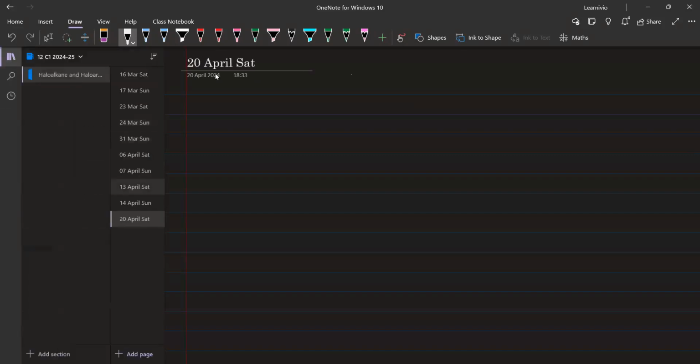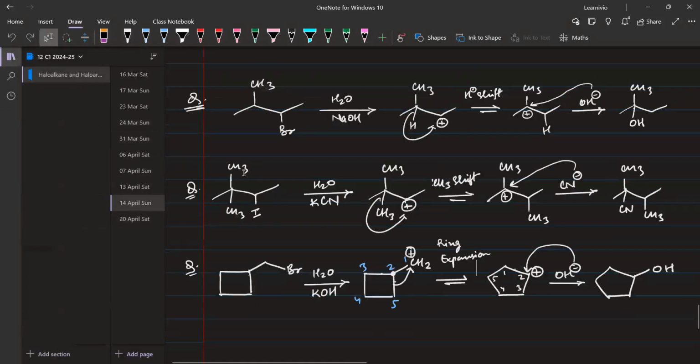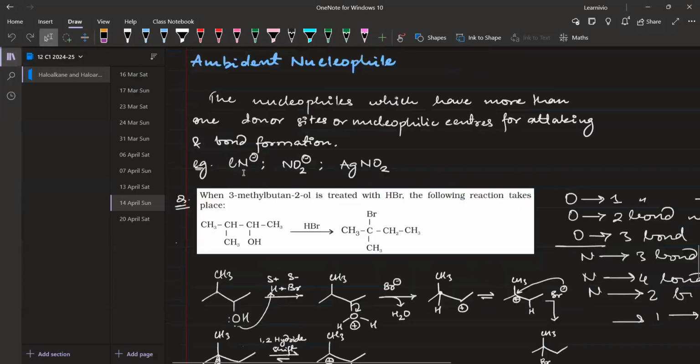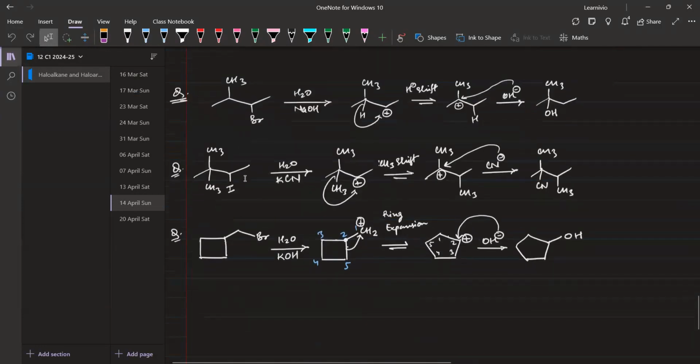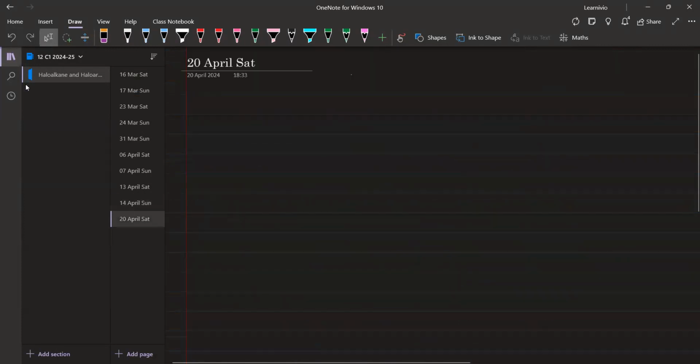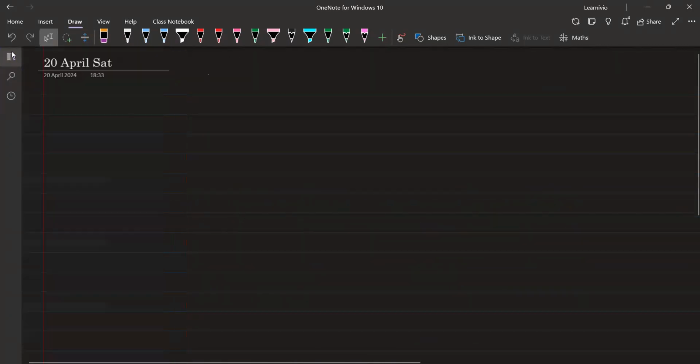Have we completed everything regarding SN? Yes, sir. We have also seen one hydride shift, methyl shift, ring expansion, all of these things. So next, we'll give you some questions. Try to do those questions, and then we are going to move forward.